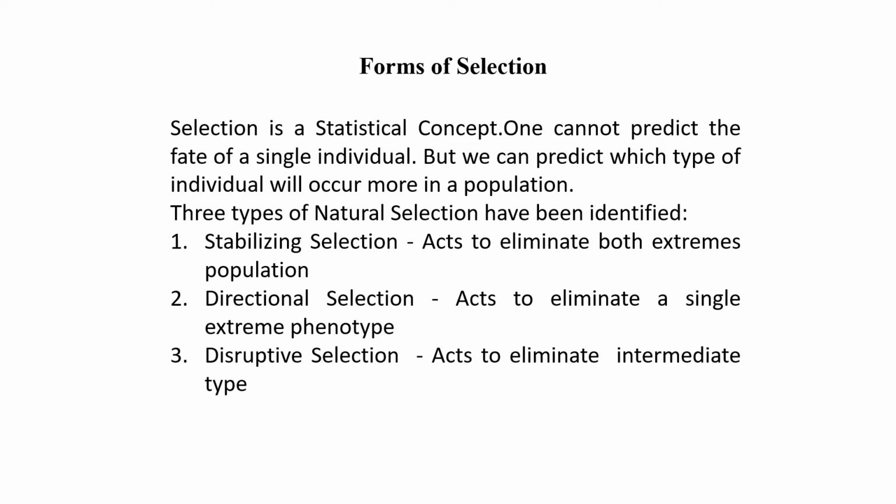Stabilizing selection tries to stabilize a population, so it will eliminate the extremes of the population. Directional selection will eliminate a single extreme phenotype. Disruptive selection will act to eliminate the intermediate type. Because this is a statistical concept, we will be discussing it with graphical representations that have a bell curve.